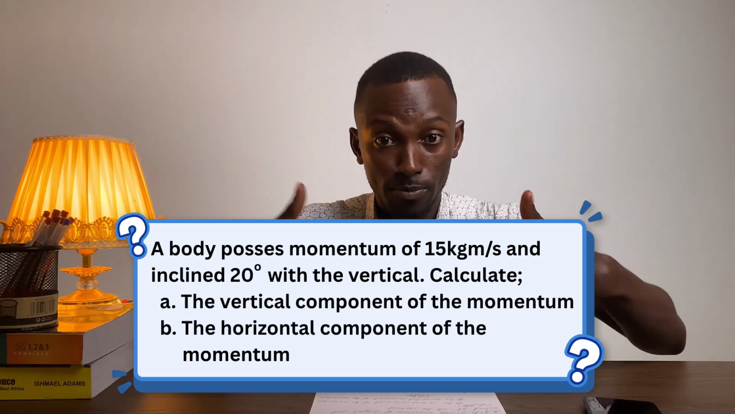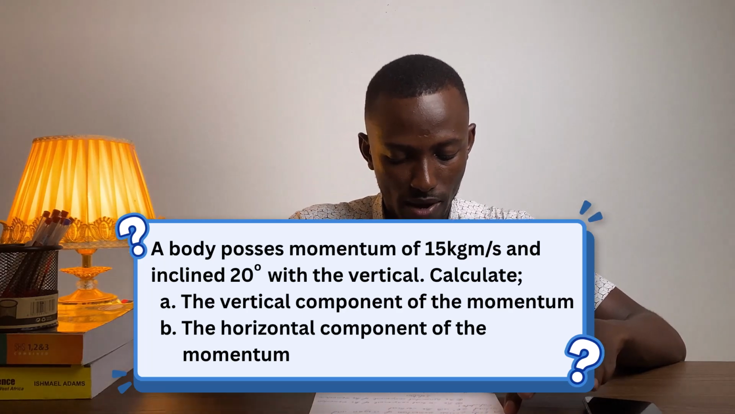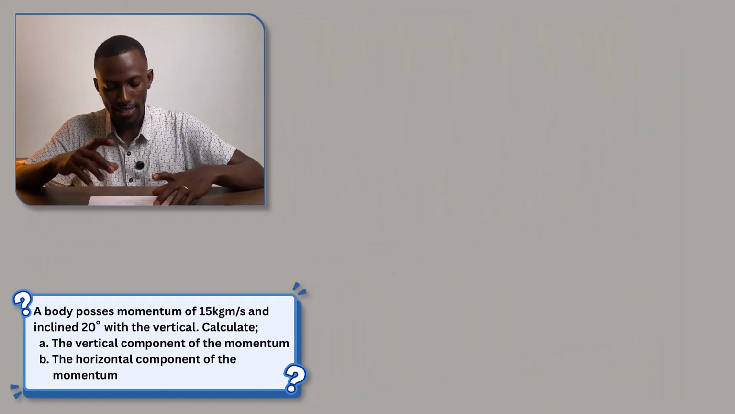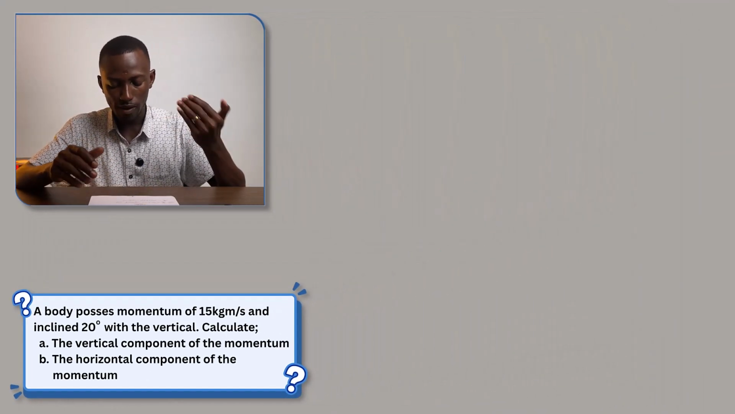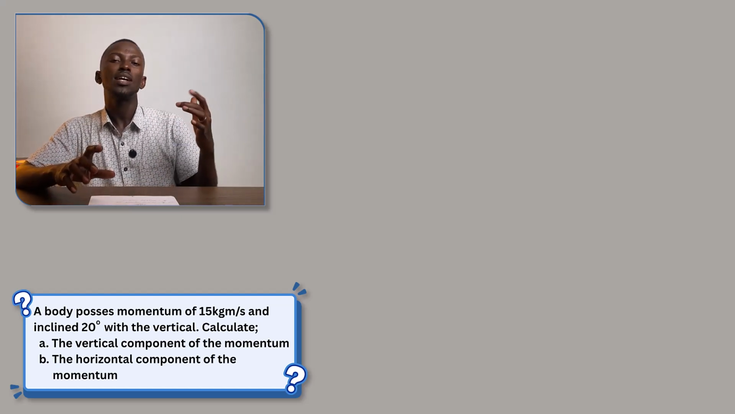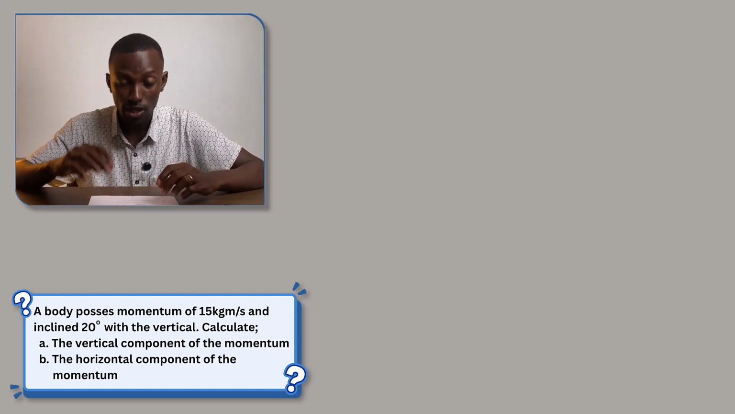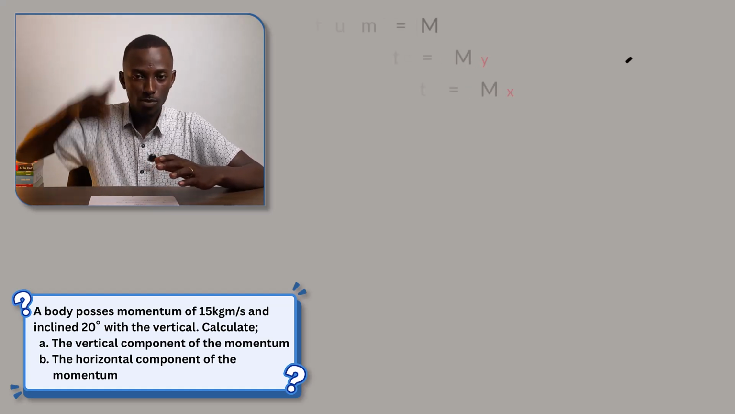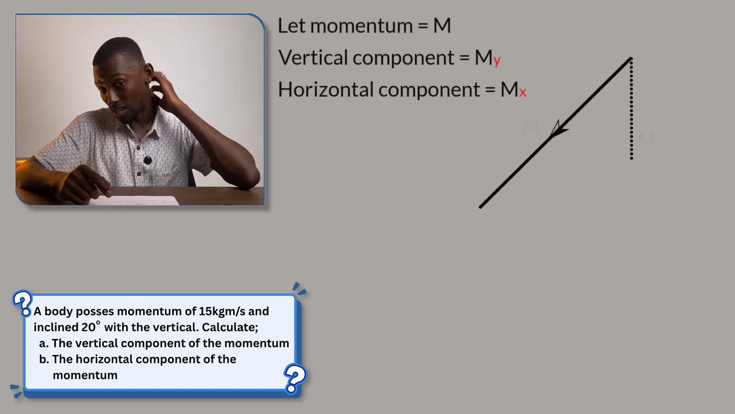So from this question, let's write out the parameters that we have. You can see that we've been asked to find the vertical component and the horizontal component. So let's use some symbols to represent them. For the vertical component, we use my to represent it.